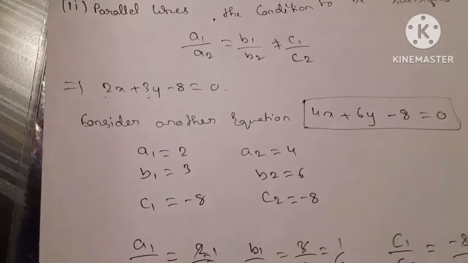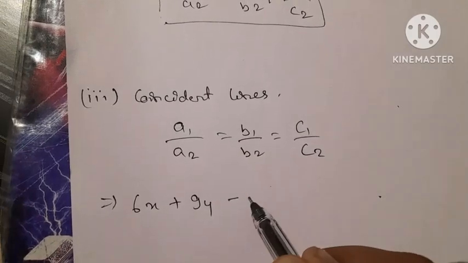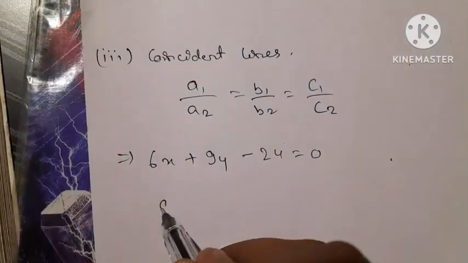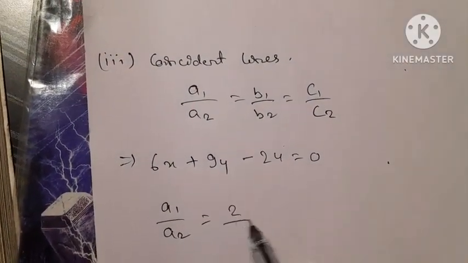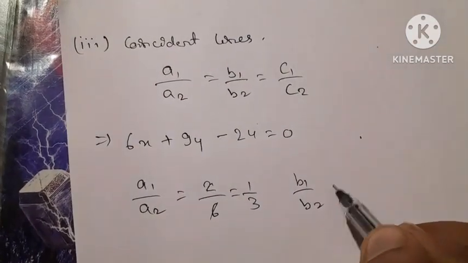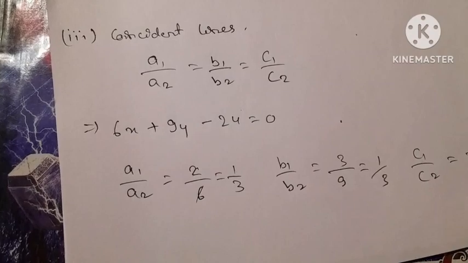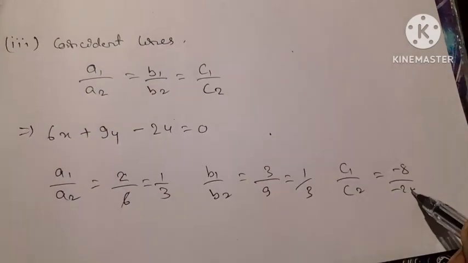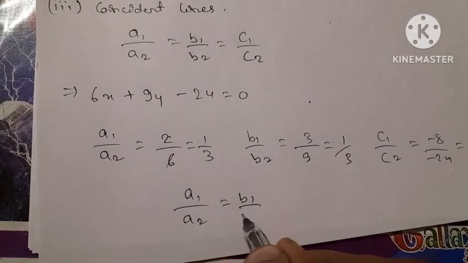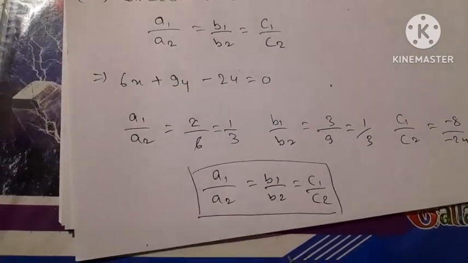I'll get 2 into 3 is 6x plus 3 into 3 is 9y minus 8 into 3 is 24 equal to 0. You can take even 4, you can take 5, any values, okay? So now A1 by A2 will be 2 by 6, which will be 1 by 3. Now B1 by B2 will be 3 by 9 equal to 1 by 3. And C1 by C2 is equal to minus 8 by minus 24, which will be equal to 1 by 3. So A1 by A2 is equal to B1 by B2 is equal to C1 by C2. Hence, we have got the answer.